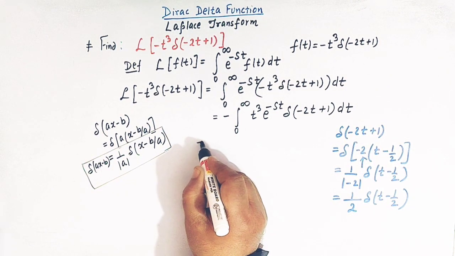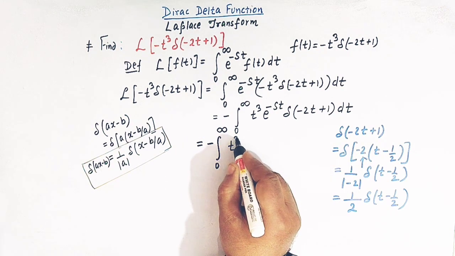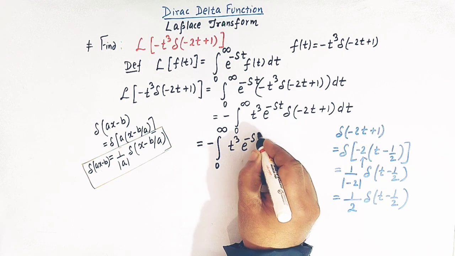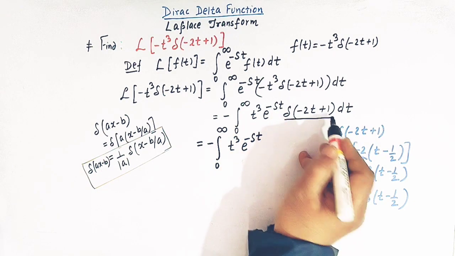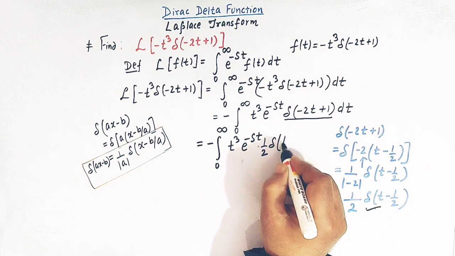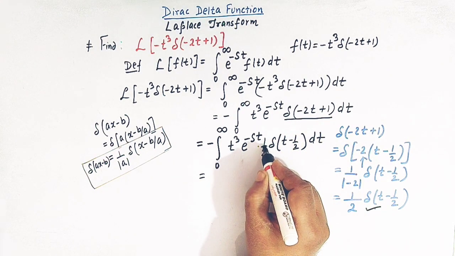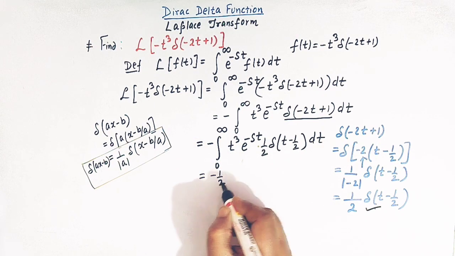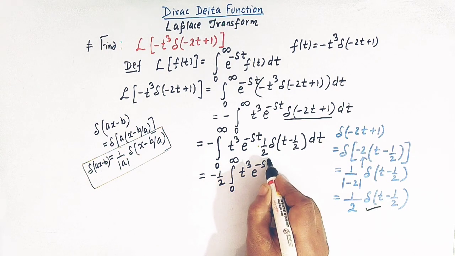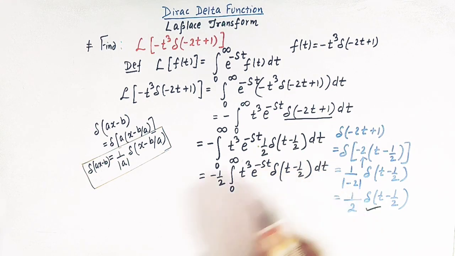So now this expression can be written as a negative. Then we have 0 to infinity. We have t cube e raised to minus s times t, and this term can be replaced by this one. So we have half and delta of t minus half, and here we have dt, right? Now we can take half outside the integral. We have minus 1 over 2, 0 to infinity. Then we have t cube e raised to minus st, and delta of t minus 1 over 2 dt, right?